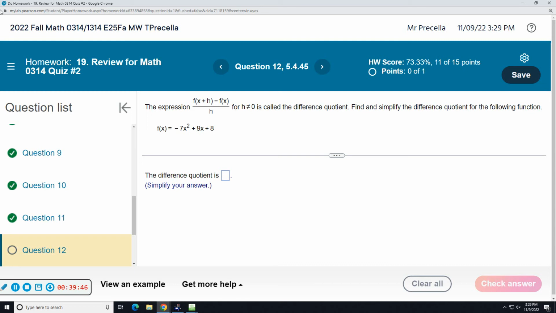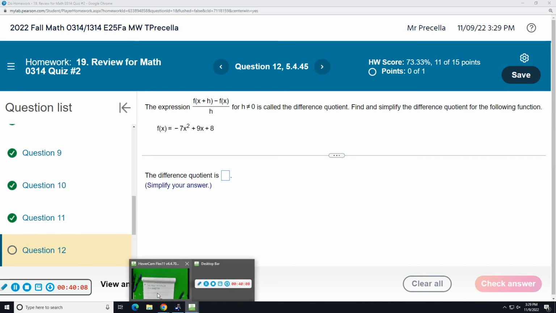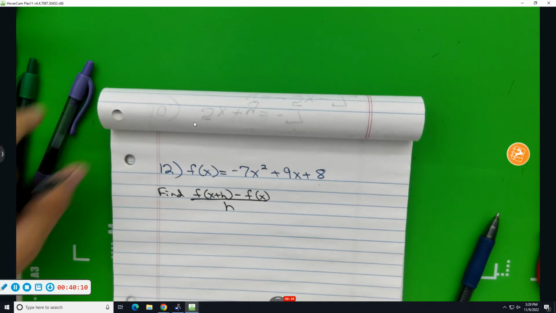And they want us to find f of x plus h minus f of x all over h. Let me make sure I didn't miscopy this problem before I switch over to my paper. Okay. There.